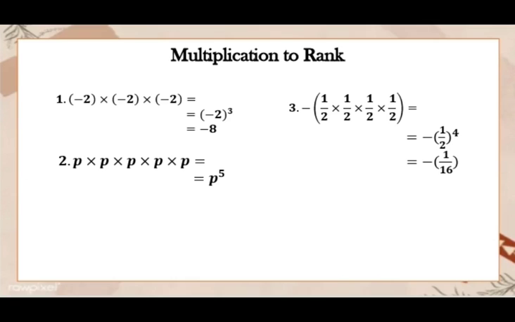Here there is minus open bracket 1/2 times 1/2 times 1/2 times 1/2 close bracket. Now, here we have to be careful again. This minus is outside, so we write minus first. Now we ask about 1/2. There are 4, so here 1/2 in brackets to the power of 4. That's how it's written. So this is equal to minus open bracket 1/16 close bracket.